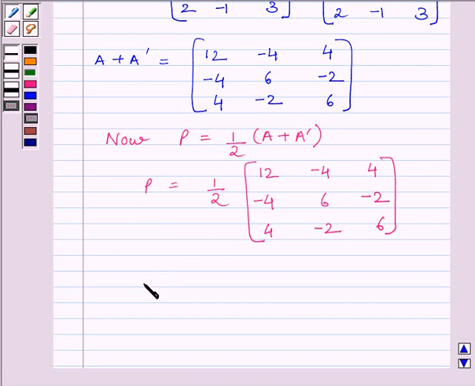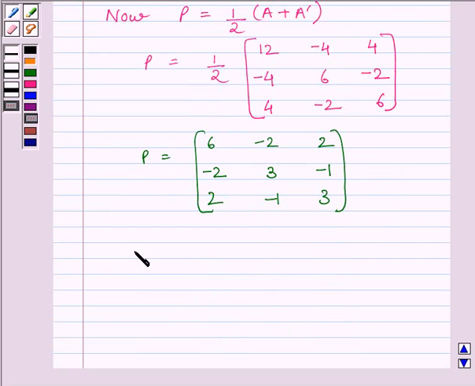So, we get P is equal to matrix 6, minus 2, 2, minus 2, 3, minus 1, 2, minus 1, 3. You know, half multiplied by 12 is 6, half multiplied by minus 4 is minus 2, half multiplied by 4 is 2, half multiplied by minus 4 is minus 2, half multiplied by 6 is 3, half multiplied by minus 2 is minus 1, half multiplied by 4 is 2, half multiplied by minus 2 is minus 1, half multiplied by 6 is equal to 3. So we get P is equal to matrix 6, minus 2, 2, minus 2, 3, minus 1, 2, minus 1, 3.